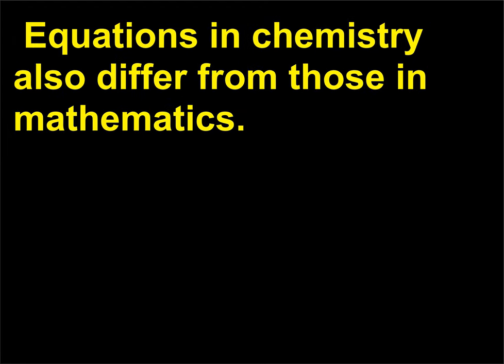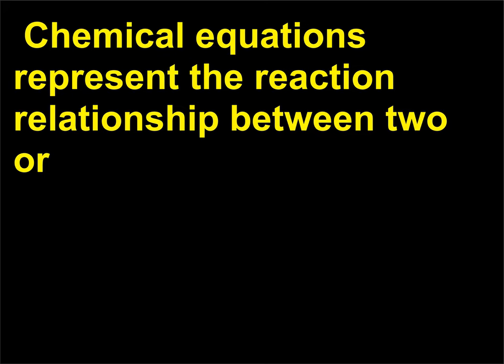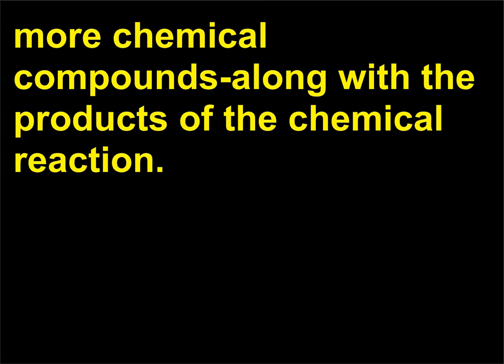Equations in chemistry also differ from those in mathematics. Chemical equations represent the reaction relationship between two or more chemical compounds along with the products of the chemical reaction.